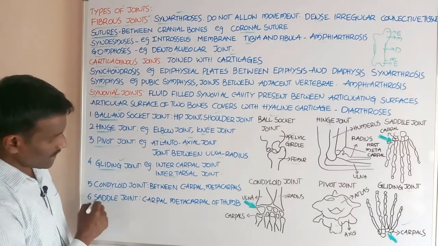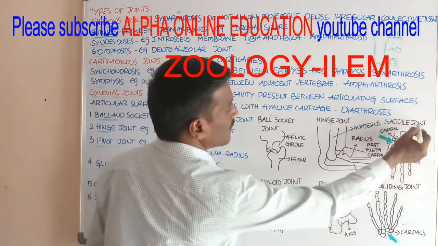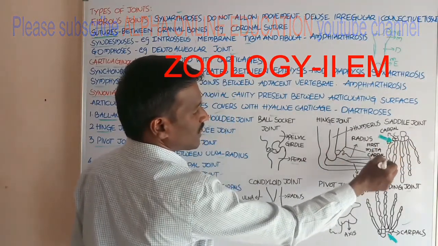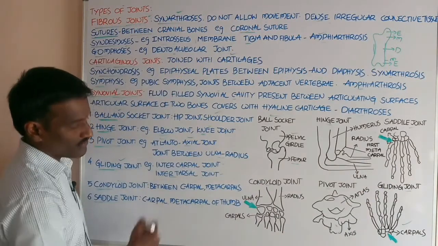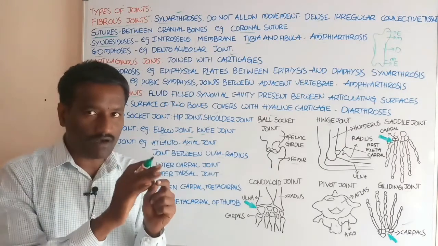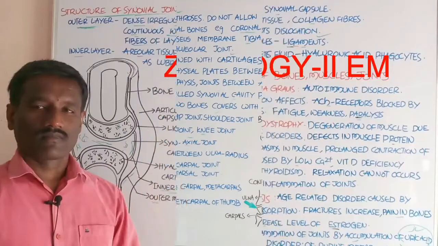Next, saddle joint. It is the diagrammatic part that shows the saddle joint. These are the bones of the thumb. Okay student, the carpal and metacarpal of the thumb. The joint between the carpal and metacarpal of the thumb is the best example for saddle joint.